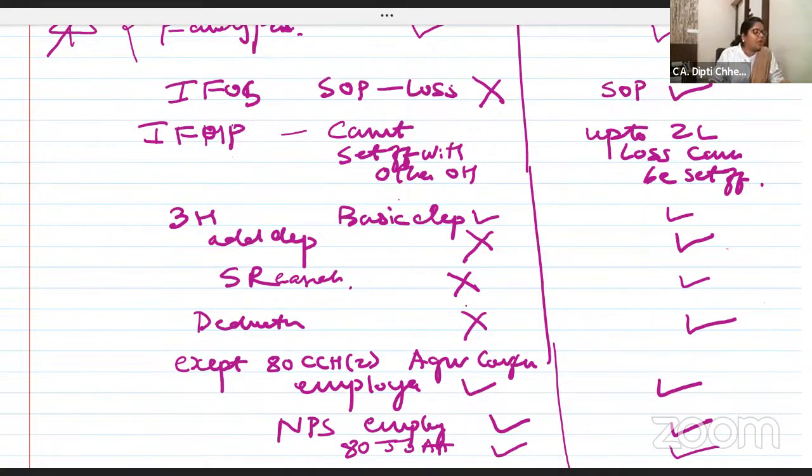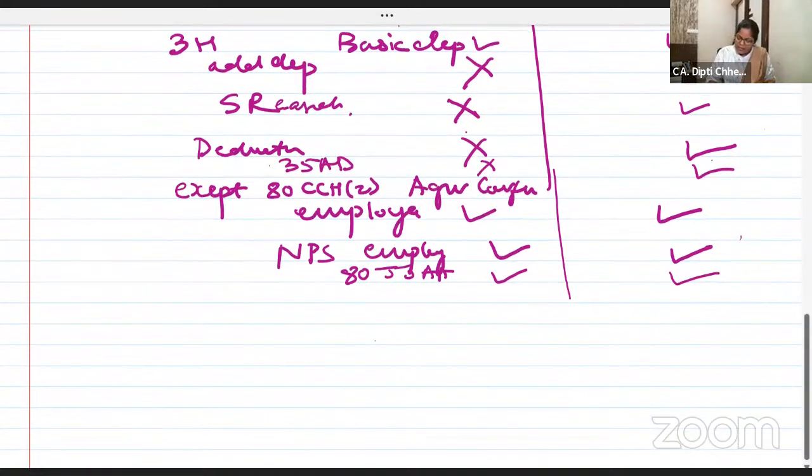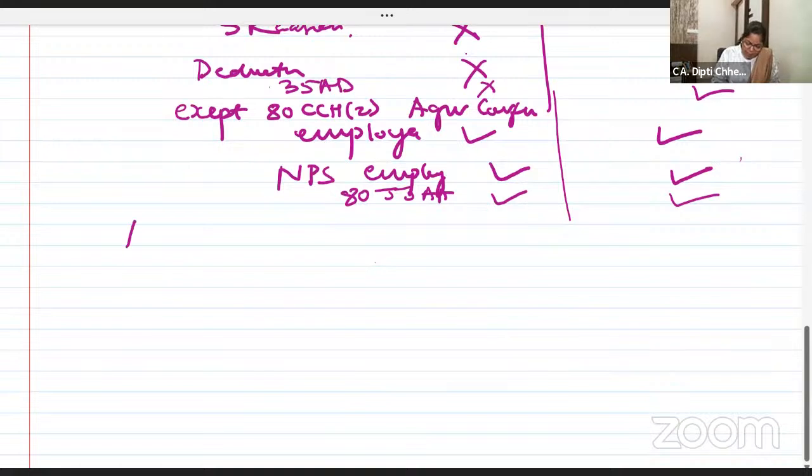Then along with the scientific research, yeah, 35AD, specified businesses, not allowed. Here allowed. Deductions, here not allowed. Here allowed. Except 80CCH2 from this year, Agniveer Corpus Fund, those who are working in army, central government, if employer is contributing in Agniveer Corpus Fund, that deduction can be claimed. National Pension Scheme, Atal Bima Yojana, employer is contributing, they can claim. 80JJAA, they can claim. Okay, right.